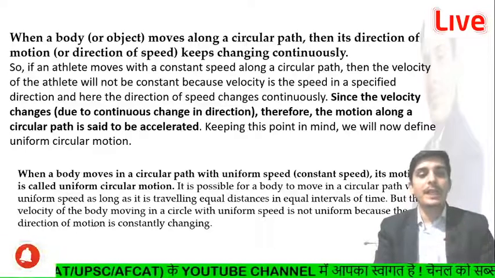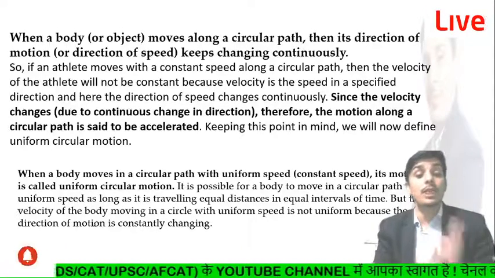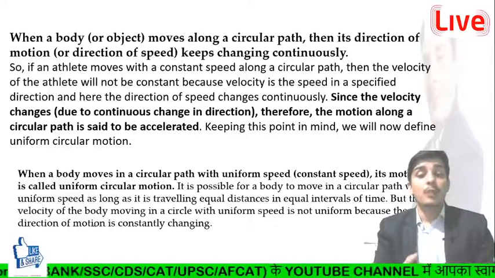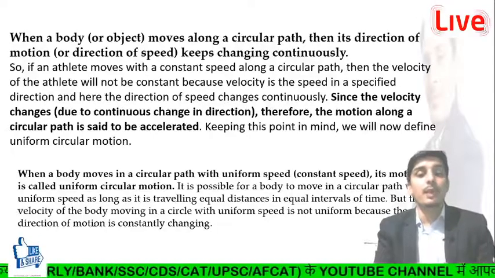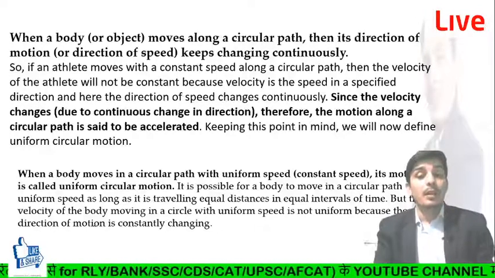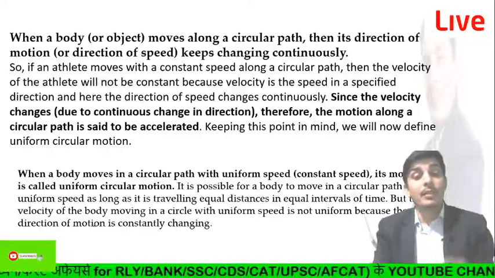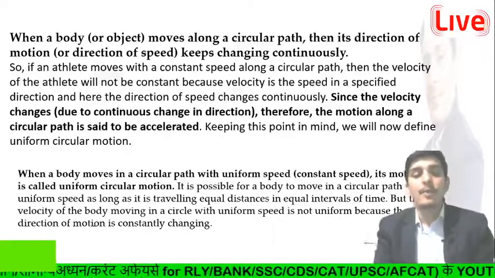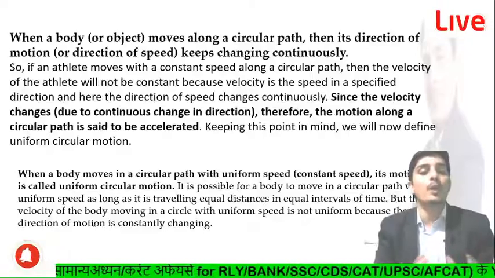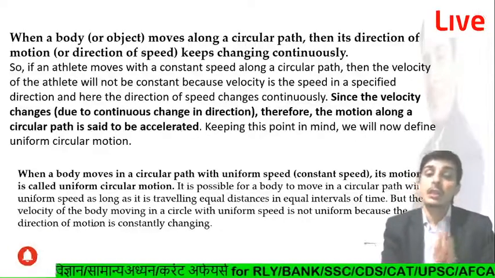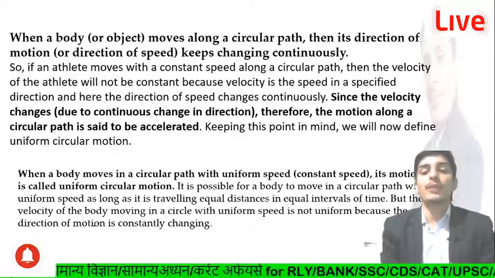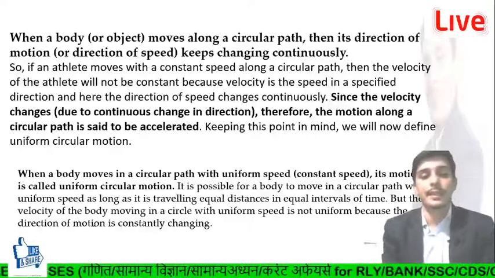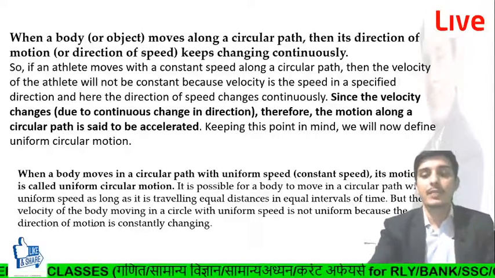Why can we consider this motion to be accelerated, guys? Because it is possible for a body to move in a circular path with a uniform speed, as long as it travels equal distances in equal intervals of time. But the velocity of a body moving in a circle with uniform speed is not uniform, because the direction of motion is constantly changing. So that's why we can say its motion is said to be accelerated, guys. Okay. Are you getting my points?